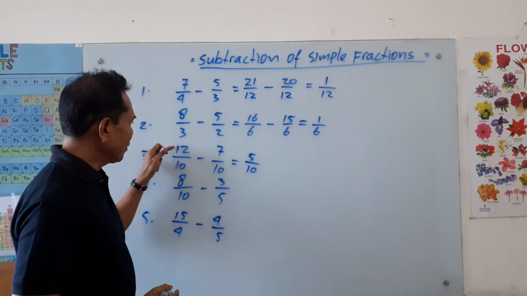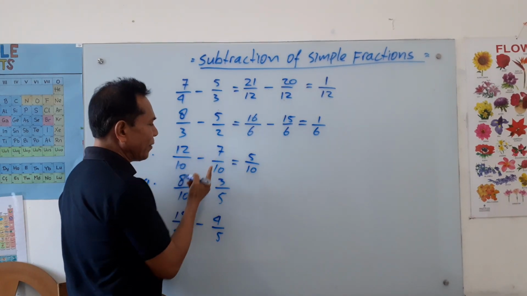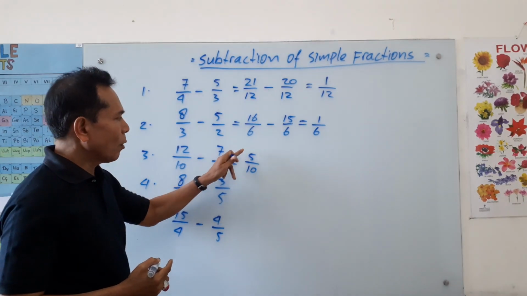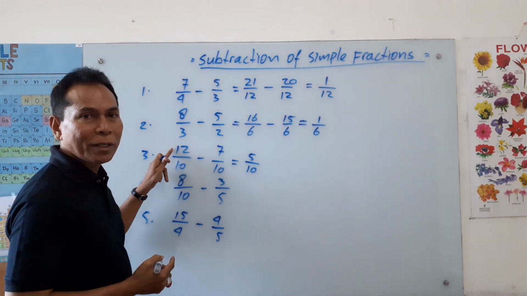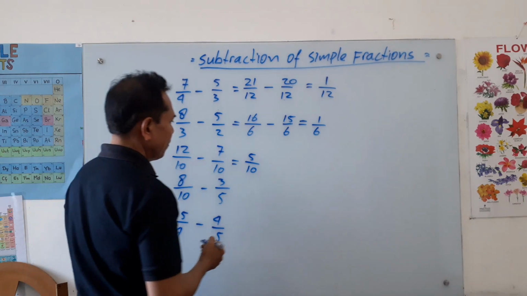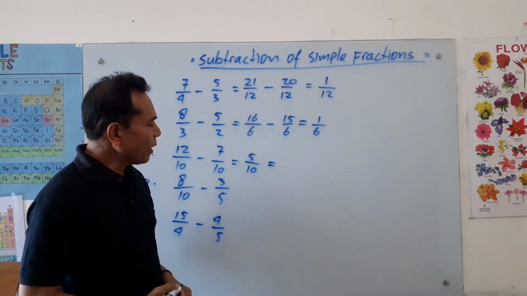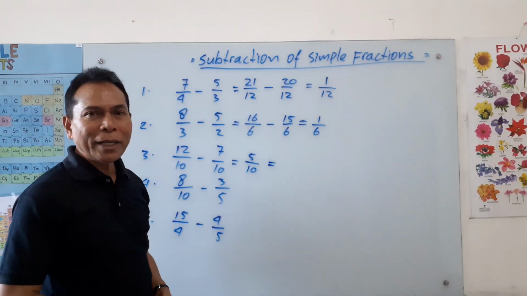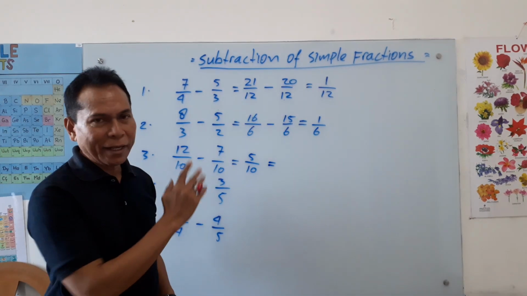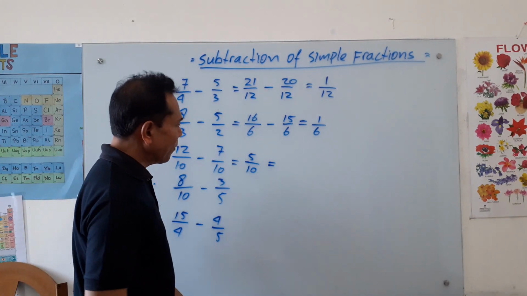We subtract 12 and 7. We get 5. Or 5 plus 7 equals 12. 12 minus 7 is 5. Now, 5 over 10, we can still simplify this. We can choose to leave it like that, but we also can choose to simplify. Okay? So we can simplify this.